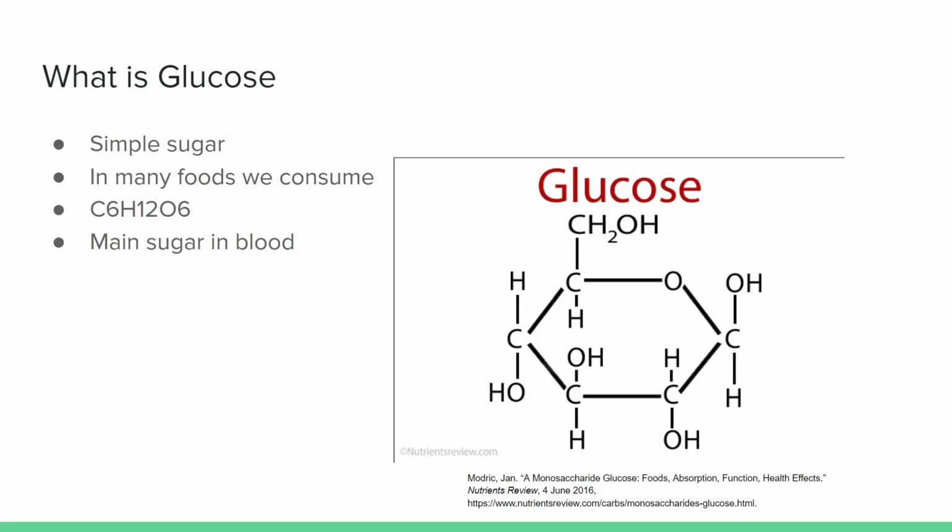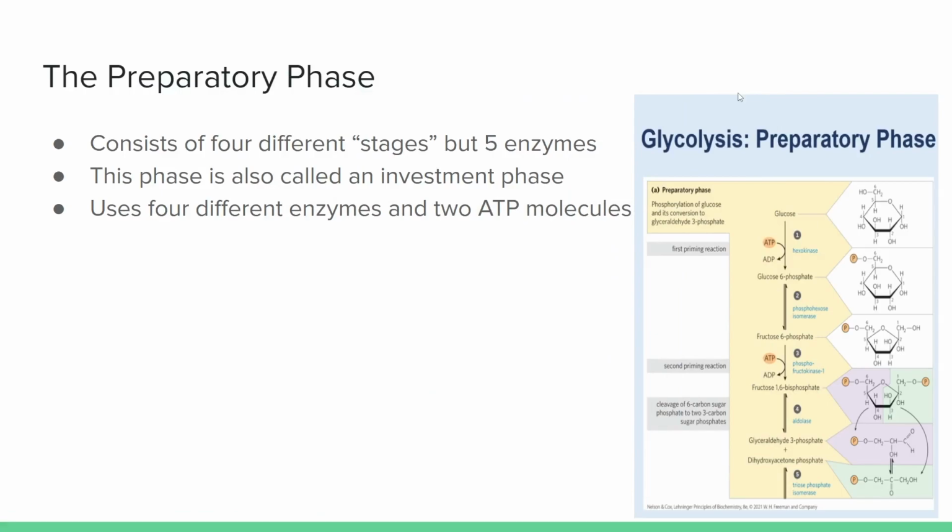The preparation phase is a part of the glycolysis process that turns glucose into glyceraldehyde 3-phosphate and dihydroxyacetone phosphate, which also turns into glyceraldehyde 3-phosphate. The reason this stage is called an investment stage is because this phase uses 2 independent ATP molecules as an investment to produce 4 ATP molecules during the payoff phase. We will go into further detail later in the video when discussing the payoff phase.